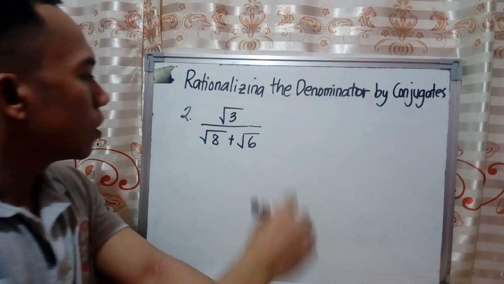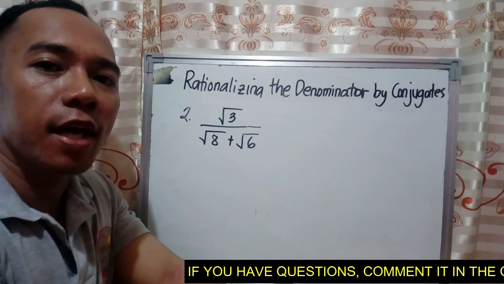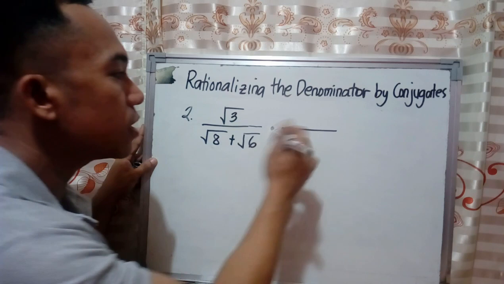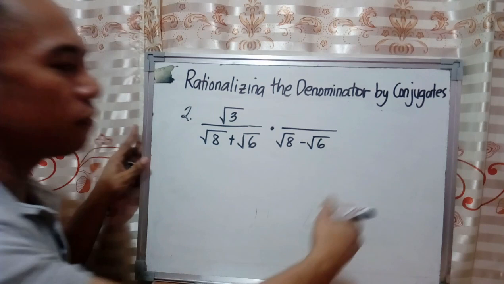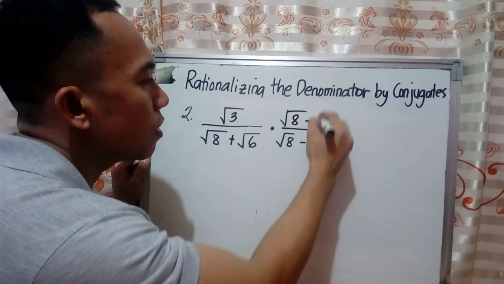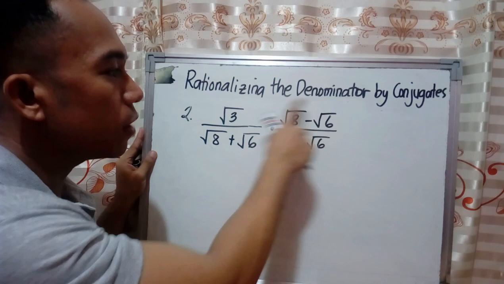So again, we will just multiply this by its conjugate to rationalize the expression. So the conjugate of square root of 8 plus square root of 6 is square root of 8 minus square root of 6. And then again, we will make this expression equal to 1. It should be identical. So square root of 8 minus square root of 6. So this is square root of 3. If you're going to multiply by this, it will be distributed to each of the 2.